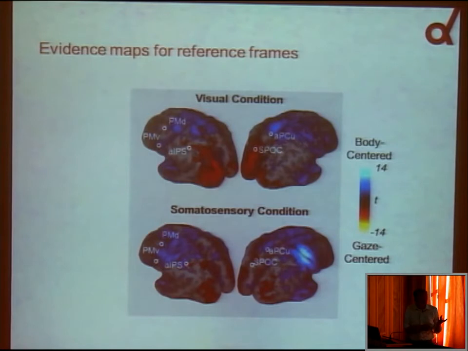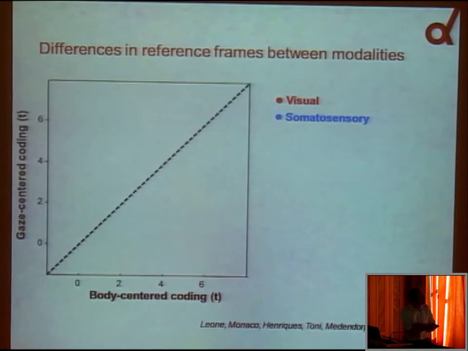And so now what you can do is, again, indicate a number of regions of interest and see what coding scheme they use. That's what we do here. I'm going to plot gaze-centered coding versus body-centered coding for a number of areas, for both the visual condition and the somatosensory condition. Here are the dorsal premotor and the ventral premotor areas. As you can see, it's mostly body-centered. A little bit of gaze-centered, but mostly body-centered. The precuneus, also mostly body-centered.